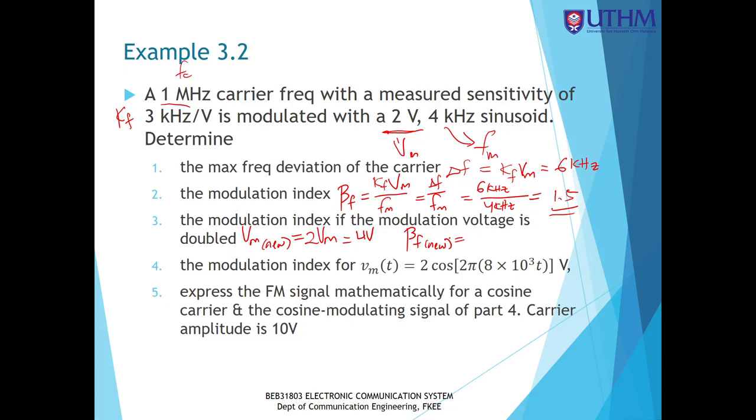So beta F new is KF VM over FM, which is 3 kilohertz per volt times 4, divided by FM, which is 4 kilohertz. So you see that here is 12 divided by 4, you get 3. No unit. Okay, that means if you double the modulating voltage, the input voltage, that means the modulation index will be doubled. Okay, if we double the input voltage, then the modulation index will also double at the same rate.